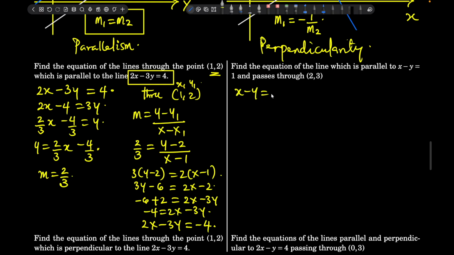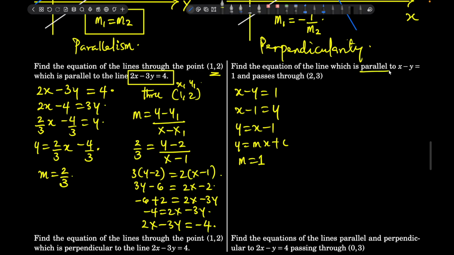x minus y equals 1. The first thing to do is to extract the slope. Make y the subject of the formula. So x minus 1 equals y. Okay, so y equals x minus 1. So if you compare with y equals mx plus c, you see that the coefficient of x is 1, so m is equal to 1.